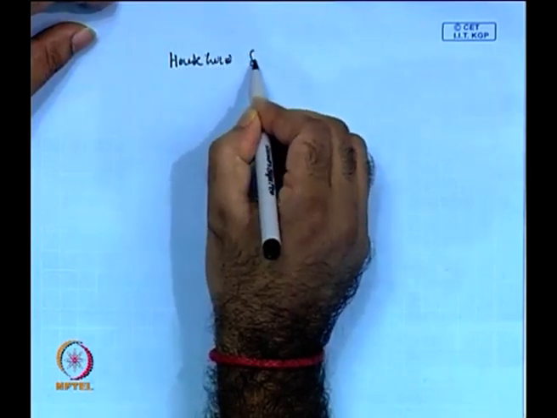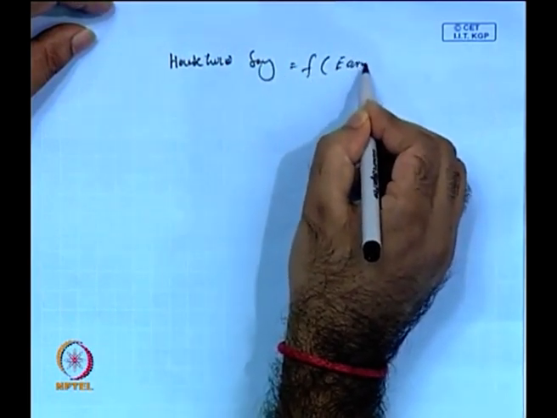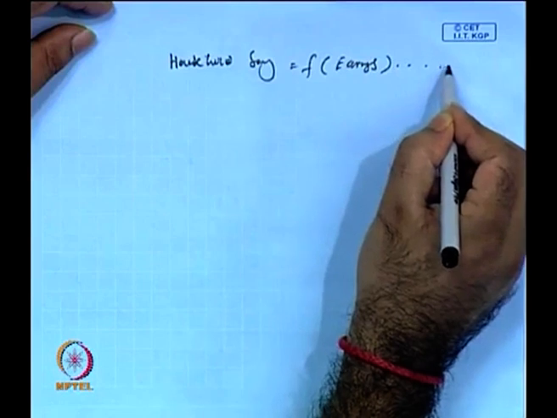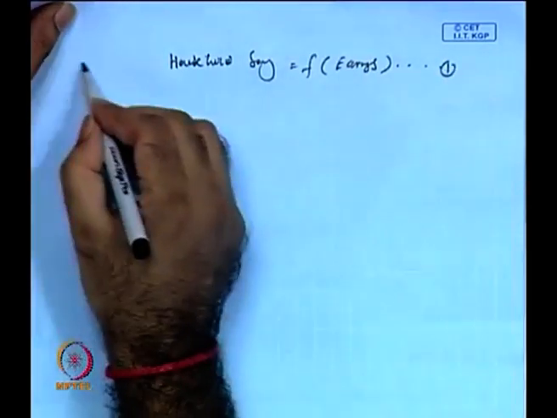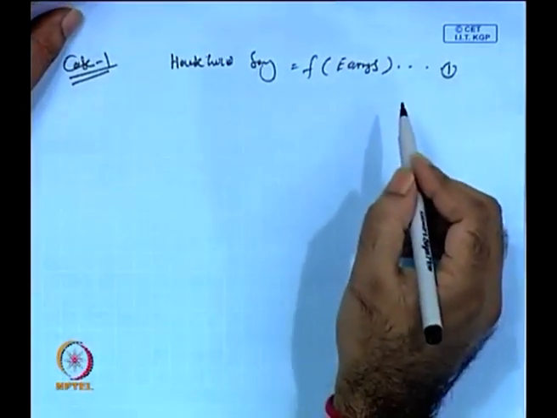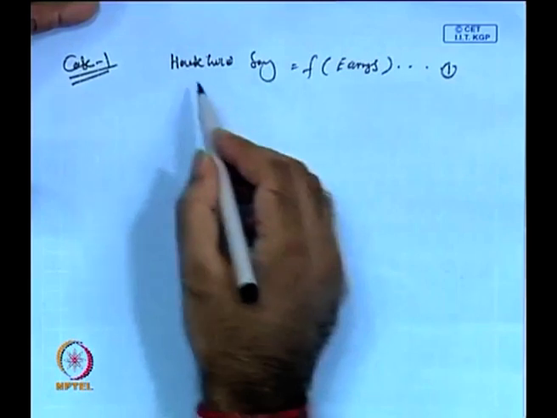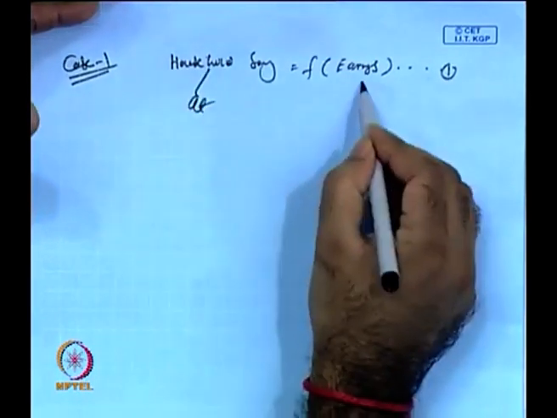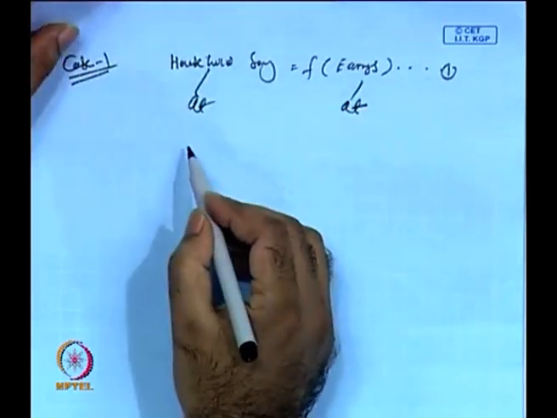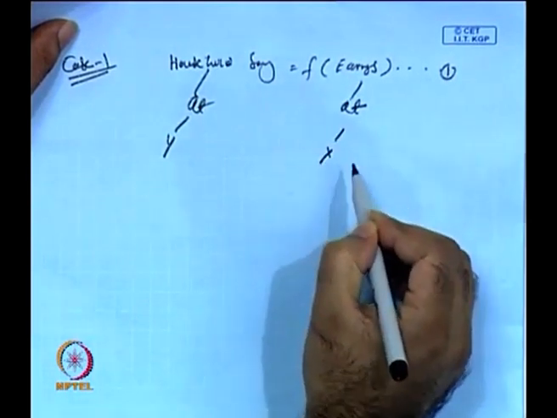Household saving as a function of earnings. Okay, this is a standard one. Case one: I will show you various cases of how a dummy variable can be used. So case one, household saving as a function of earnings. Household saving is quantitative in nature, and earning is quantitative in nature. So I will call this y, and I will call this x.